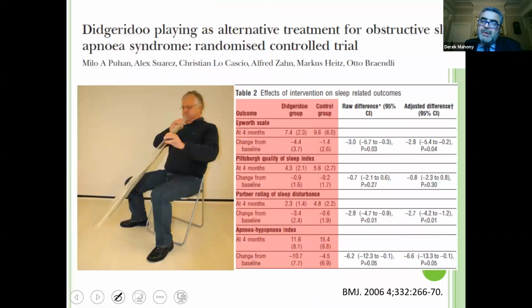Now, what do we know from adult studies? Well, did you know one of the best ways to treat sleep apnea is to learn to play the didgeridoo? And why is that? Because you're using the muscles, or you're exercising those muscles, you're strengthening those muscles that would normally collapse during sleep apnea.